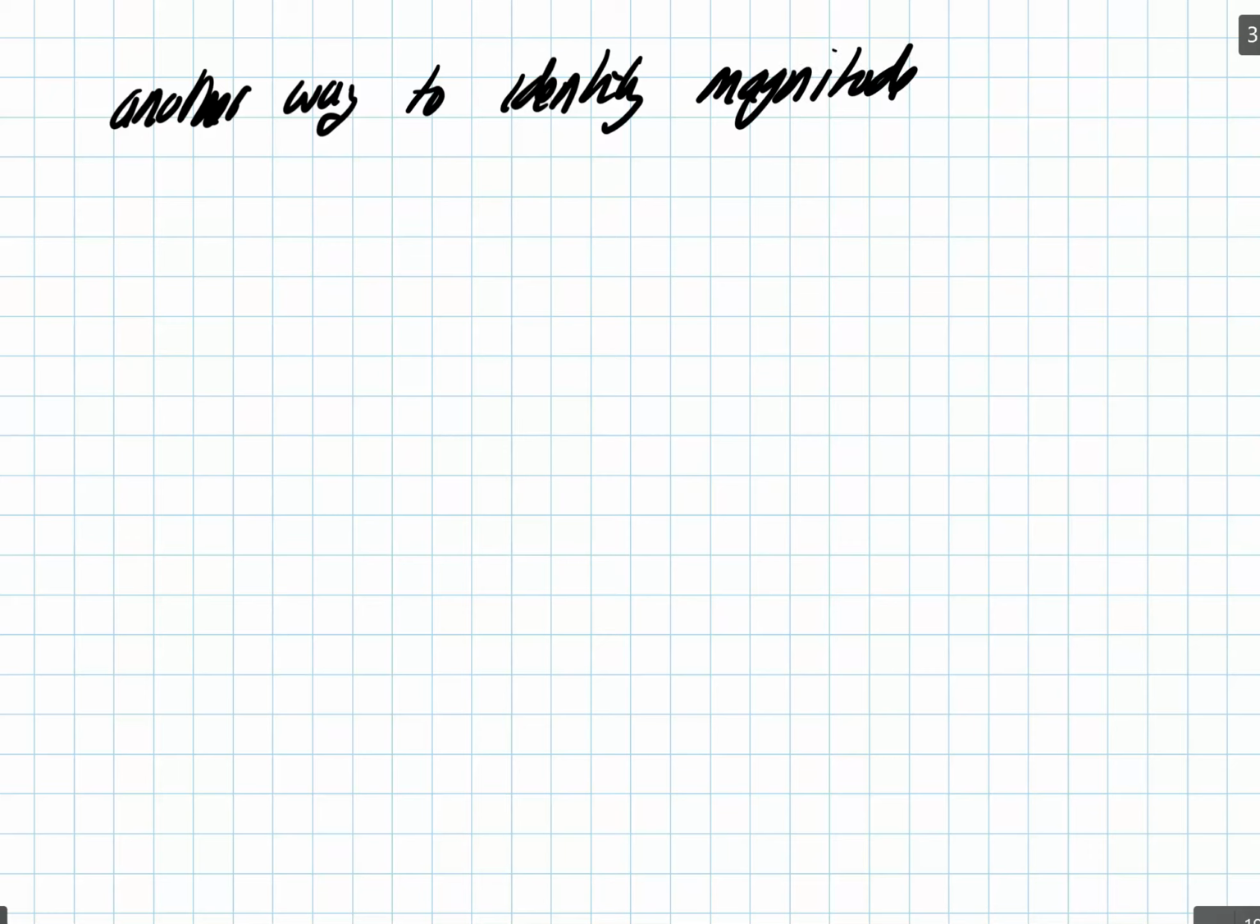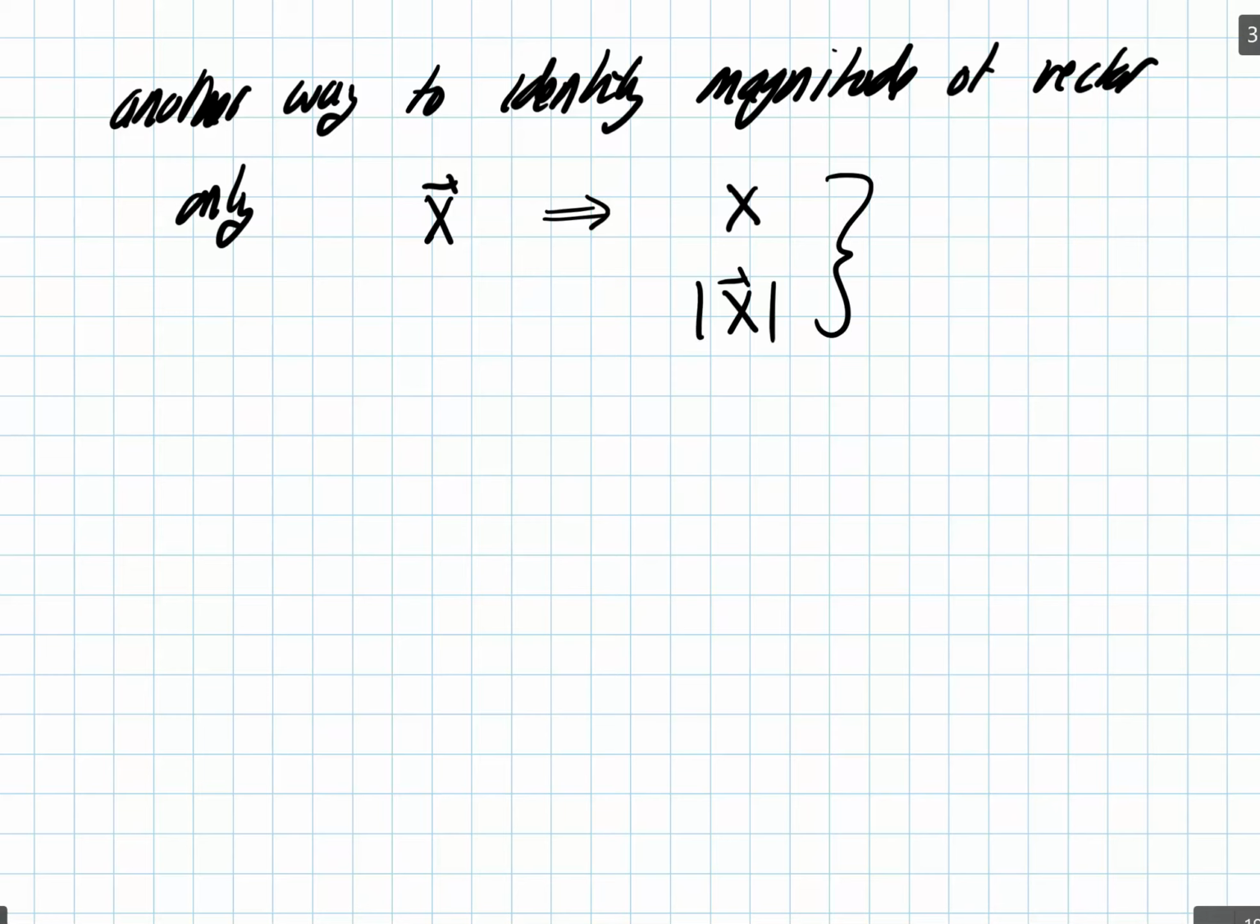Now, there is another way to identify magnitude only. Another way to basically recognize that we're only talking about the magnitude of a vector. Okay, so if this is our vector, then magnitude only could be like what I just said, or sometimes you see they keep the vector hat on, but they use absolute value symbols. So these two are magnitude only.